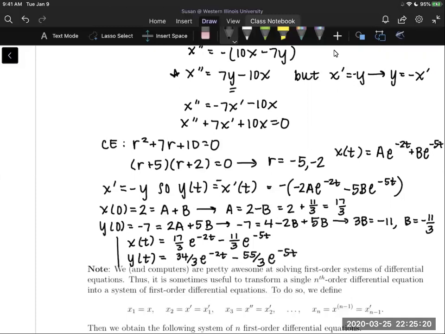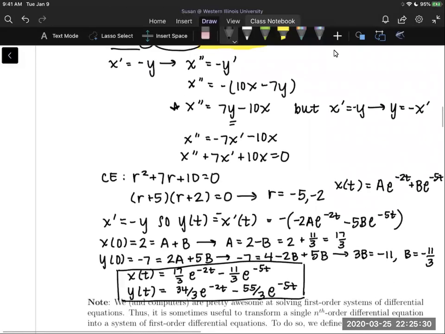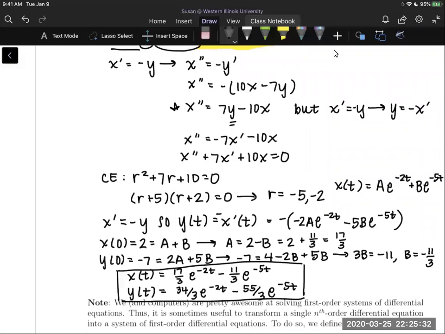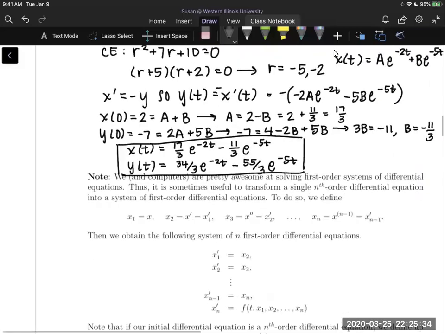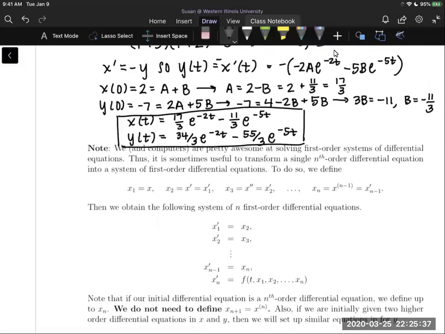And so these two equations together are going to form my solution to this system of DEs. All right, not too bad. So I have a few notes here. In general, it's fairly easy to solve first order systems of DEs.